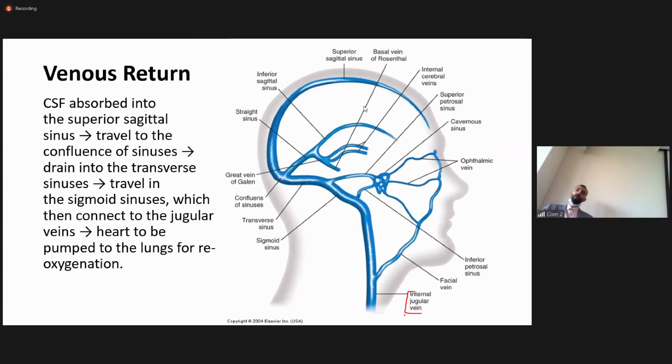Simply, CSF is produced from the blood, then it will exit to the superior sagittal vein, to be back to the heart, to be reoxygenated again, and the cycle will continue. Okay.